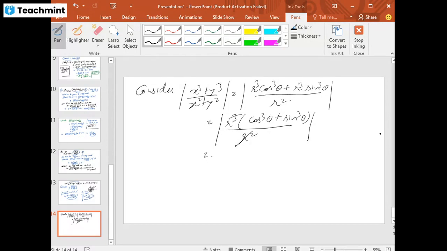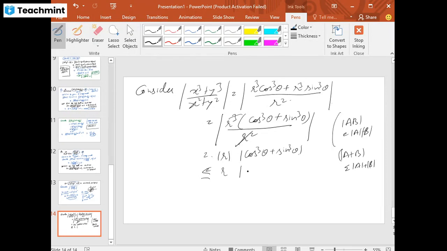Again, using the modulus property, that mod of a into b is equal to mod of a into mod of b, this is mod of r into mod of cos cube theta plus sine cube theta. Now, r is already positive because r is the radius. So it is r into, and here we can use the property of mod of a plus b, which is less than or equal to mod of a plus mod of b. So we get a sign of inequality, right? Less than or equal to form.